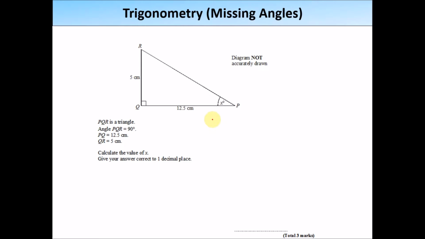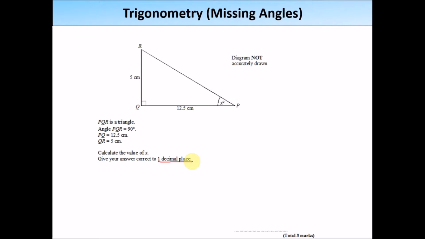PQR is a triangle, angle PQR is 90 degrees. Obviously that's really important because that means we can use either trigonometry or Pythagoras, whichever is needed. P to Q is 12.5, Q to R is 5, and we need to calculate the value of x. So we need to calculate this angle in here. Again, don't forget, give your answer correct to one decimal place. So we're going to finish with that one at the end.